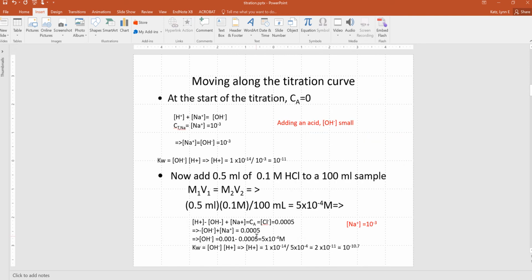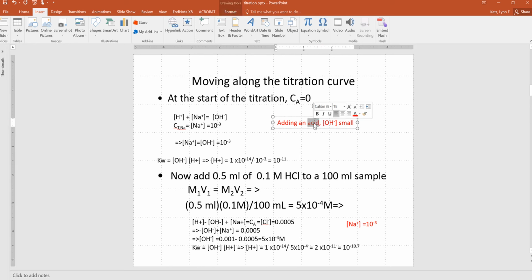Moving along the titration curve, we're going to start at concentration of acid added being 0. We write our charge balance then, which won't have the chloride because there's no acid added. And we have [H+] + [Na+] = [OH-]. We know the concentration of Na+ is equal to 10 to the minus 3. And we also know we're adding a base, so the H+ concentration is small, and therefore we can write that [Na+] is equal to [OH-] and equal to 10 to the minus 3 molar.